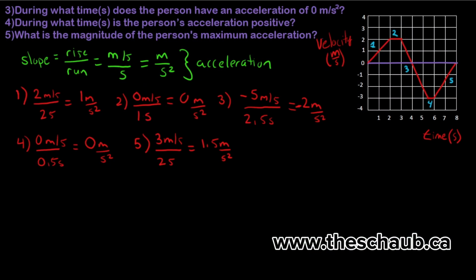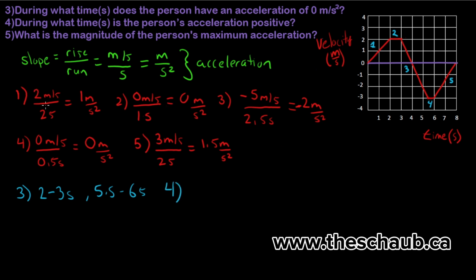We're now ready to answer our questions, and by solving all our slopes up front, it makes answering the questions a lot more straightforward. In question 3, we're asked, during what time or times does the person have an acceleration of 0 meters per second squared? Well, now we can just look at our calculations. We had an acceleration of 0 here in segment 2, which was between 2 and 3 seconds, and we have an acceleration of 0 here in segment 4 between 5.5 and 6 seconds.